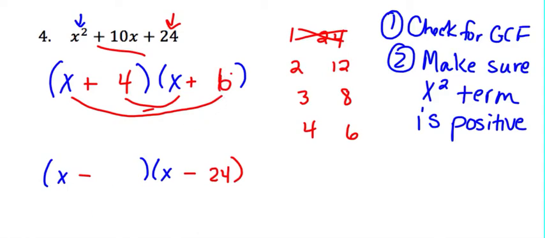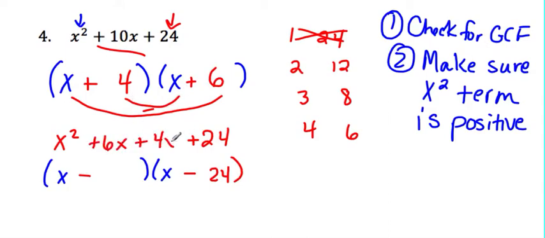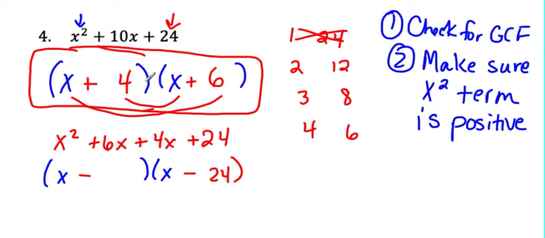That's terrible writing. Let me rewrite that. That's better. So x times x, of course, works because we made it work to begin with, and positive 4 times positive 6 worked because I had the signs correct and it was an answer over here. So x times 6 would be 6x, and 4 times x would be 4x. 6x plus 4x would be 10x. And that is the correct answer. So x plus 4 times x plus 6 would be the factored answer.